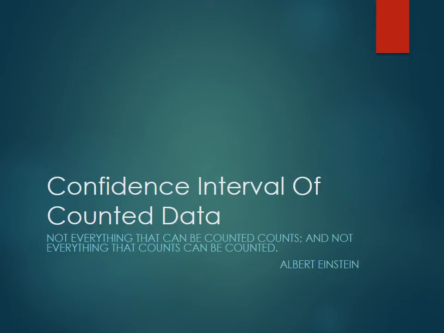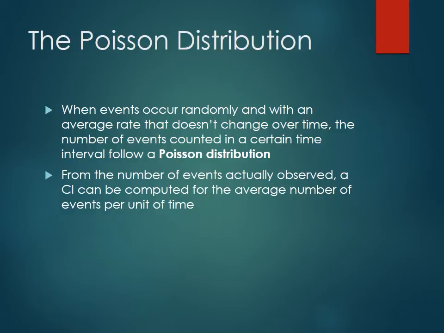Okay. Then moving on, one of the last sections we'll talk about for this is the confidence interval of counted data. Here we're going to be talking about the Poisson distribution, and this is going to be useful for talking about events that change over time, or things that happen at a certain rate but have some variability to it. I'll give you some examples of this in just a moment.